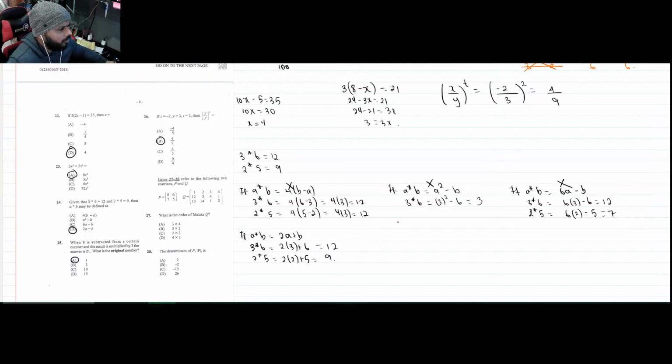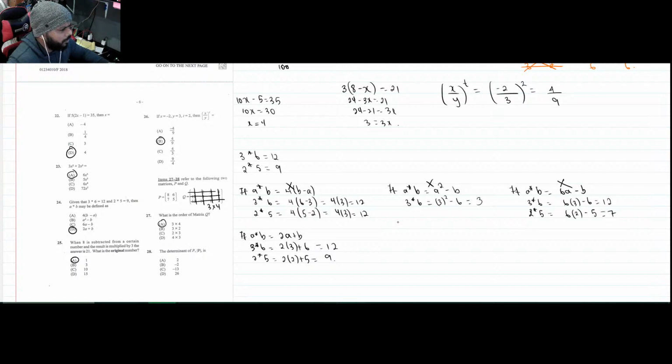What is the order of the matrix Q? Alright, so the order of the matrix Q, everything in matrices is row by column. I have 1 row, 2 rows, 3 rows, and I have 1, 2, 3, 4 columns. So this is a 3 by 4 matrix.